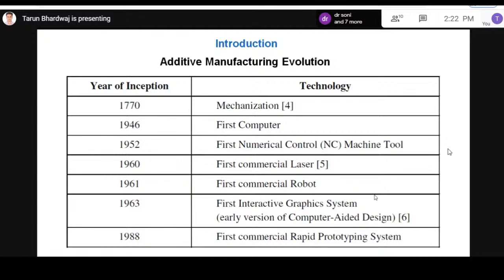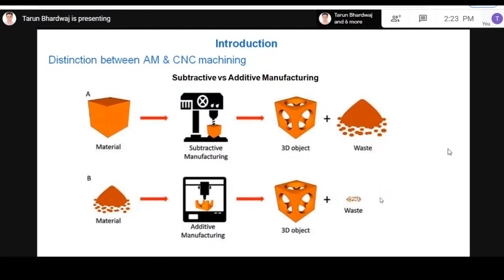So these are basically the components of additive manufacturing: CAD, the first commercial robot, laser, NC tool, and the first commercial rapid prototyping system comes into the picture in 1988. After the development of so many components, after so many years, in 1988 we have the first commercial rapid prototyping systems. And how do we distinguish between AM and CNC machining, meaning the subtractive and the additive manufacturing process.